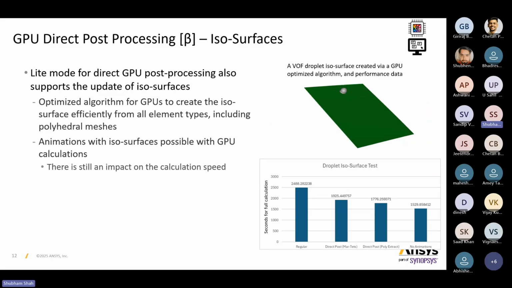Then direct post processing, that is also a beta feature, and in direct post processing, we can now plot the ISO surfaces basically, and we can see how the droplet in the ISO surface is performing. So if you see the animation on the right hand side, this is still in beta mode, but we can use it.